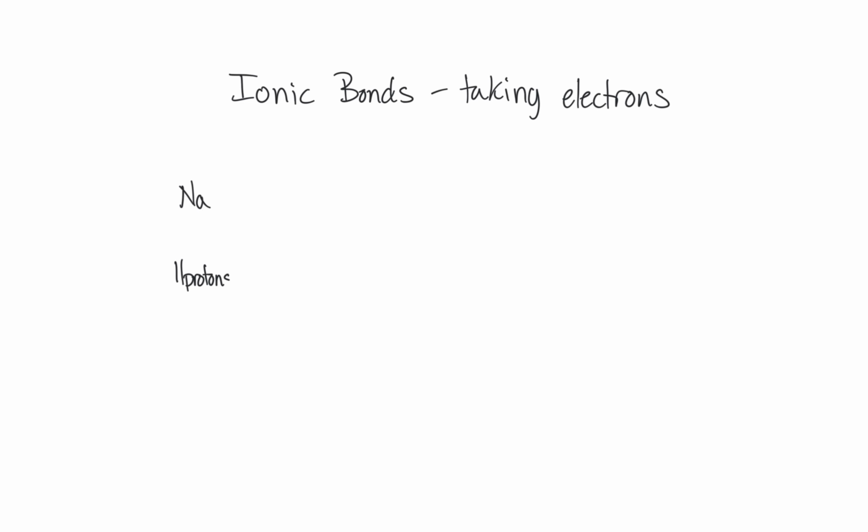We'll start with ionic bonds. Remember, this is taking electrons. And we'll look at salt. We'll look at our salt example. So when we have sodium, sodium is an atom that has 11 protons, 11 neutrons, and 11 electrons. And we're just going to draw the electrons.